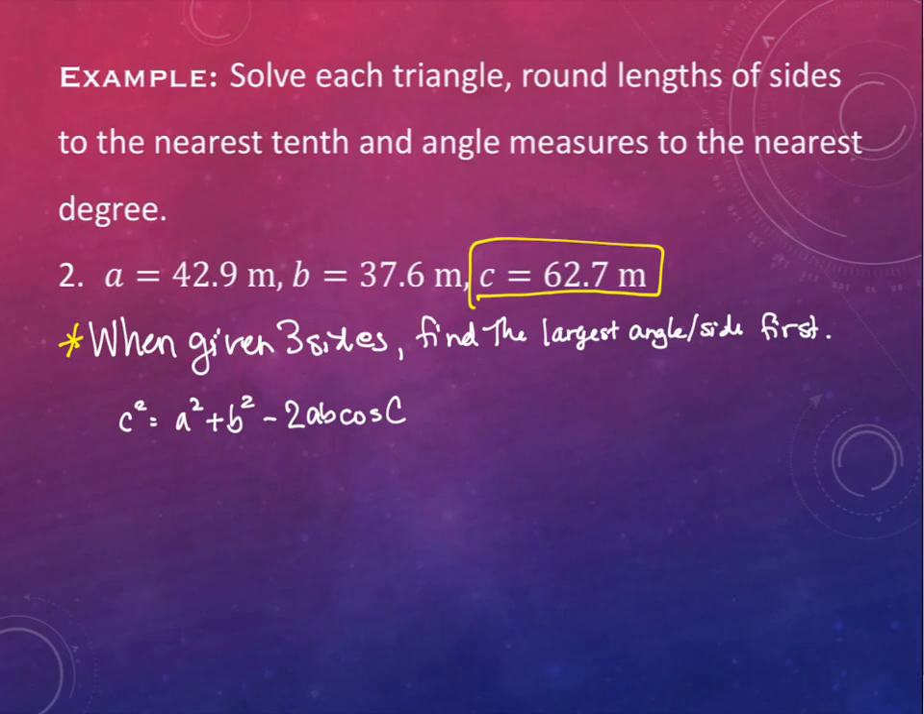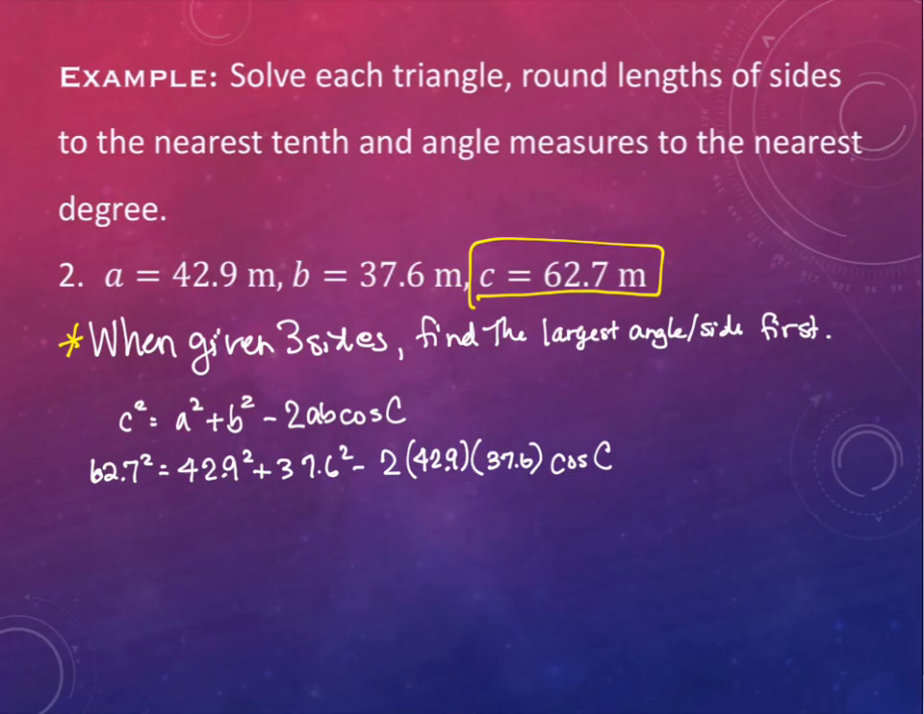All right, so C is 62.7. So 62.7 squared equals A, which is 42.9 squared, plus B, which is 37.6 squared, minus 2 times the same A and B, 42.9 times 37.6, and then cosine of C. Now, this is messy. It's not hard, but it is messy. You have to use a calculator, because the calculator can deal with messy just like it can deal with clean. So we're going to take the calculator and find each one of these values.